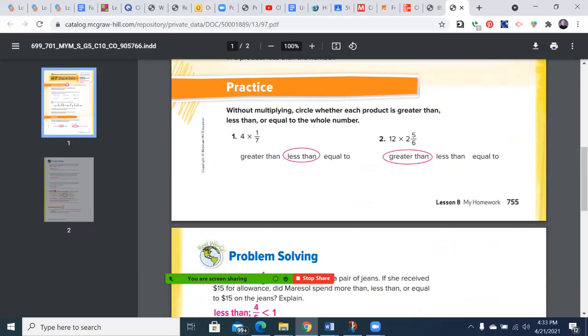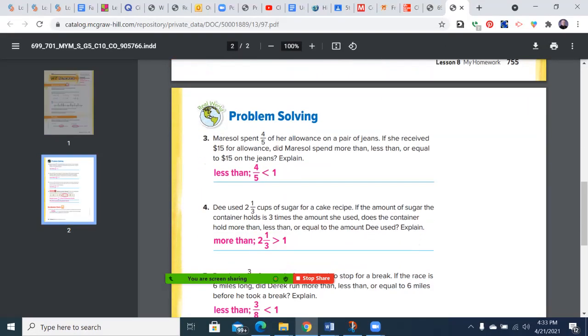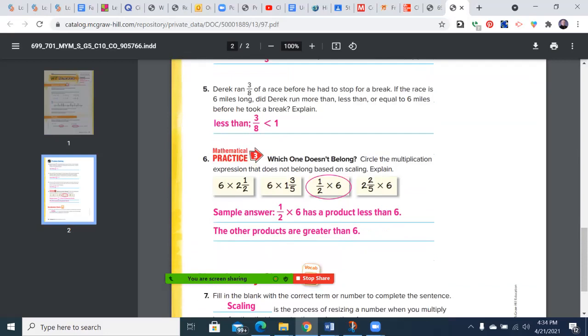So 4 times 1/7, 1/7 is less than 1, so it was less than. 12 times 2 and 5/6, 2 and 5/6 is greater than 1, so it's greater than 12. Less than, because 4/5 is less than 1. More than, because 2 1/3 is greater than 1. Less than, 3/8 is less than 1. Sample answer here, 1/2 times 6 has a product less than 6. The other products are greater.